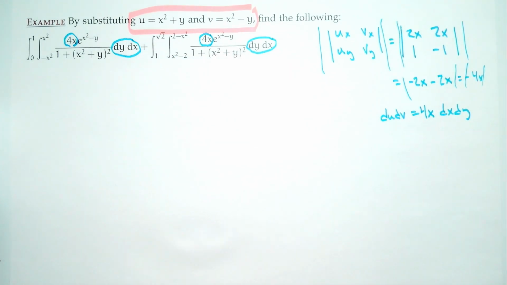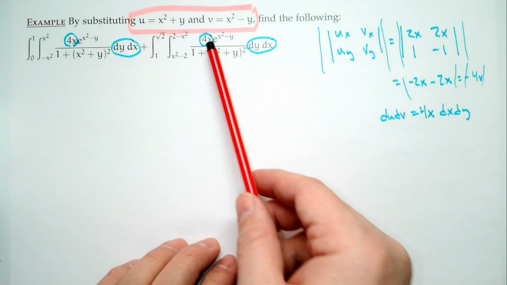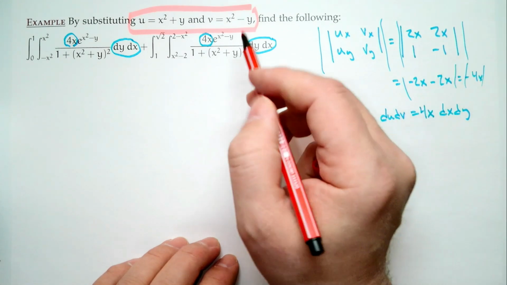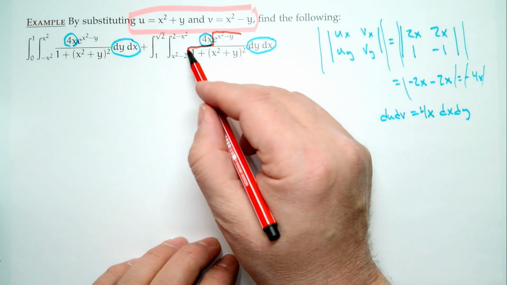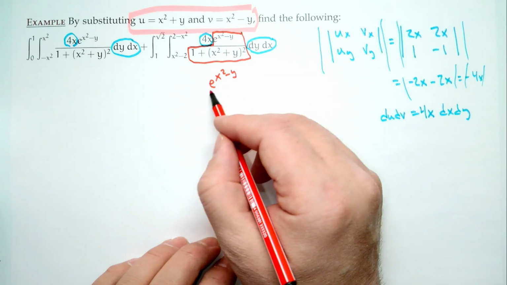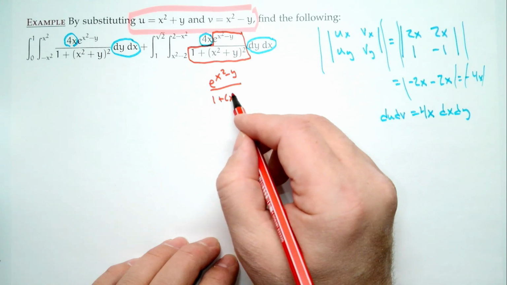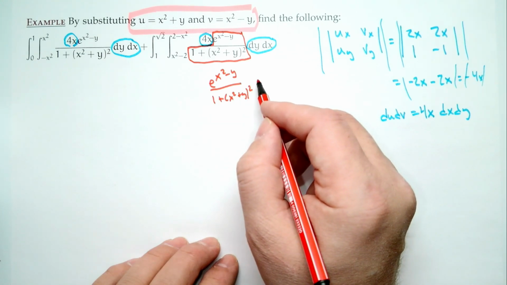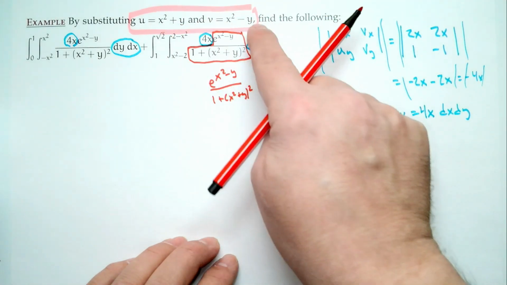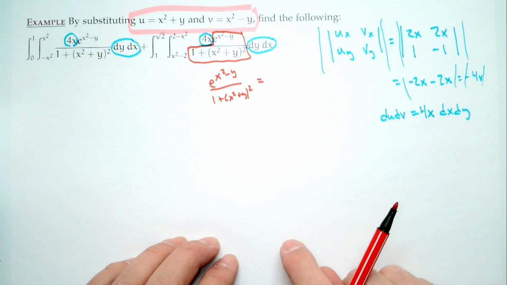The same thing happens on this side. So now that we've done the Jacobian, let's talk about the function. Now, what part of the function do we need? The answer is we don't have to do the 4x anymore because the 4x is going to become part of our du dv. So the function that we have to focus on is the rest of it. So that part right there. So I have e to the power x squared minus y divided by 1 plus x squared plus y quantity squared.